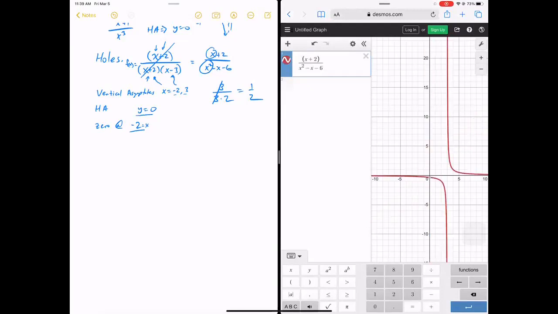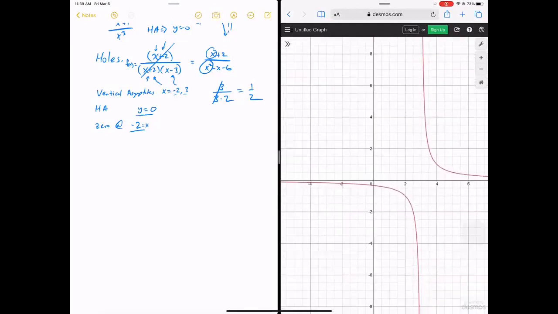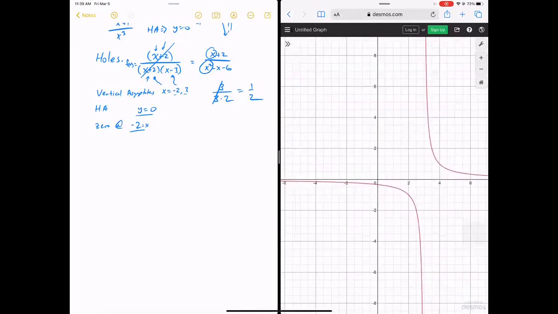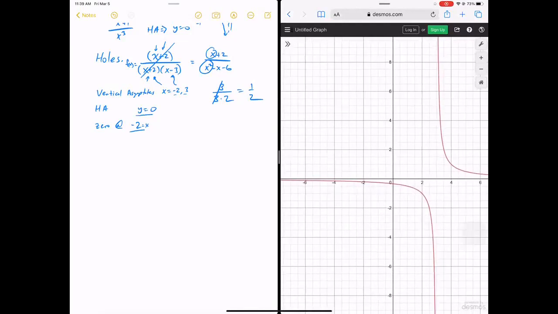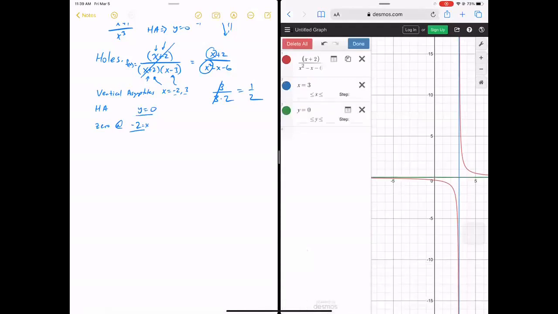Okay, and take a look at my graph on the right side. Do we have two vertical asymptotes? I only see one, but we're saying there's two. If I graph the vertical asymptote that I see, it's at 3, so x equals 3. That's my vertical asymptote. Do we have a horizontal asymptote? Y equals, we said, 0. Yep. So both of these are going to work for us. I'm going to change these to dotted lines.